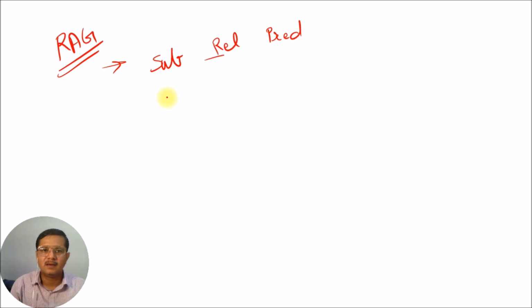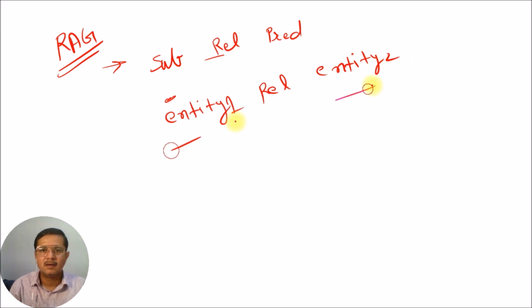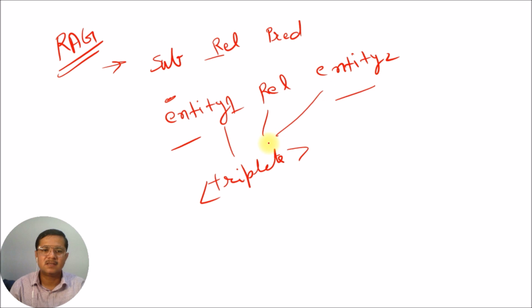Or you can say entity 1, relation, and then entity 2. You can use different names, but generally we prepare triplets. Once we prepare all the triplets for a given text, we can easily convert the entire text into the knowledge graph. And how can we do it by using RAG? This is a very interesting application.